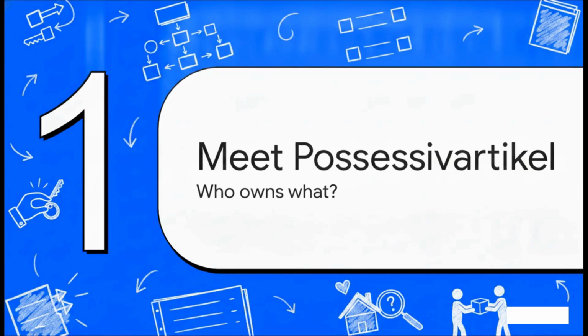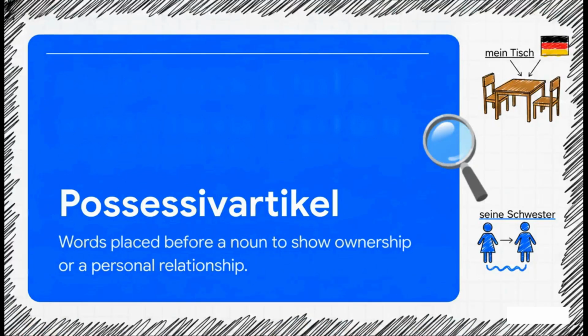Who actually owns what? A possessive article is basically just a little ownership tag. It's a word you drop right in front of a noun to show ownership or a personal connection. Just think of English words like my, your, his, or her. In German, if you want to say my table, it's mein Tisch. If you're talking about his sister, it's seine Schwester. They tell us who something belongs to or how people are connected. They are, for sure, the fundamental building blocks for describing your world.